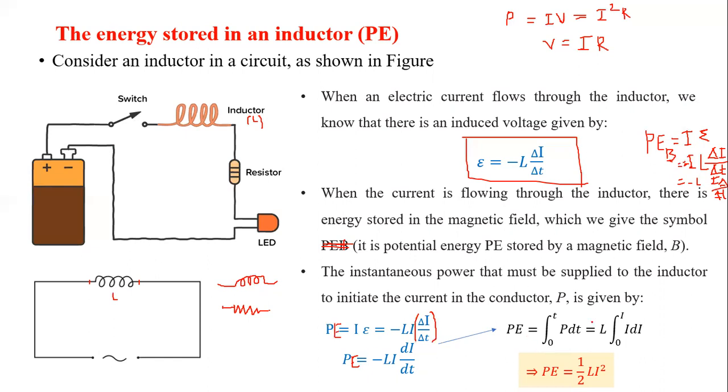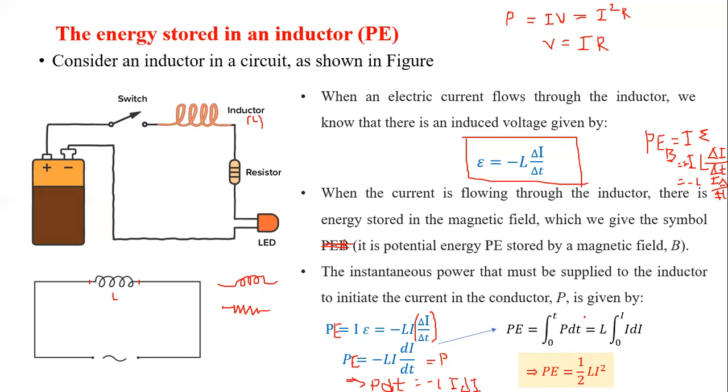So the potential energy is equal to, simply, the power P integrated with respect to time, P dt. P times dt is equal to minus L times I dI.